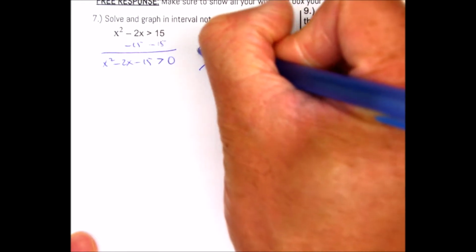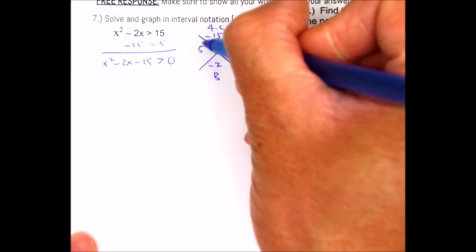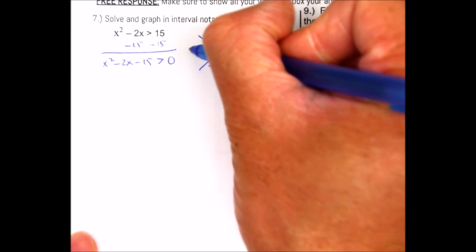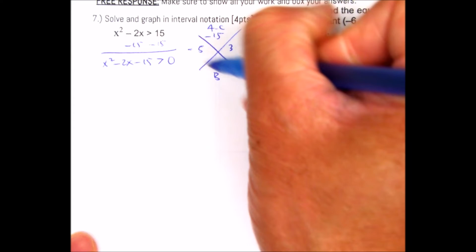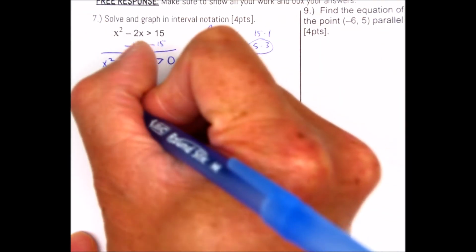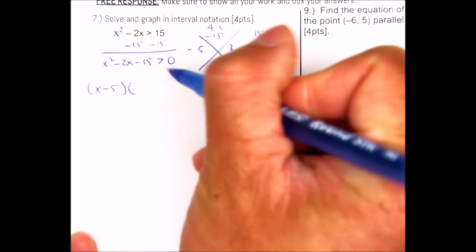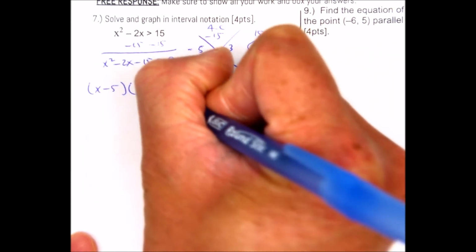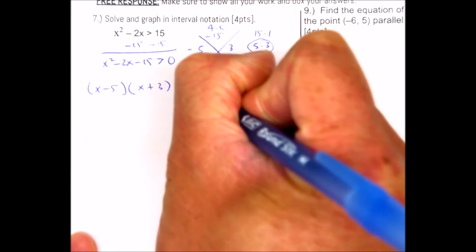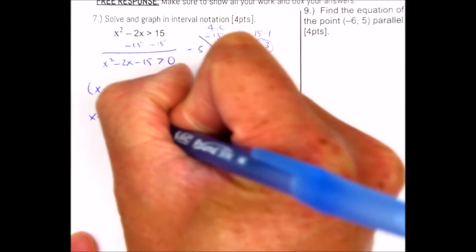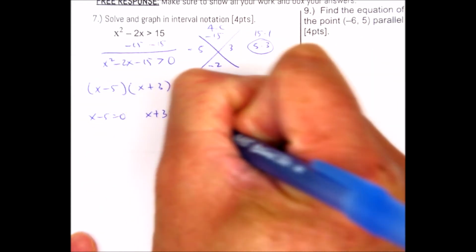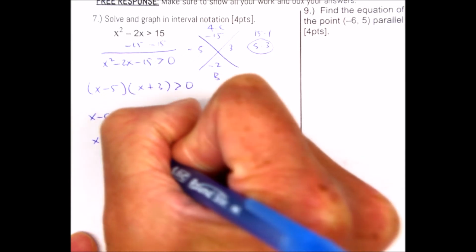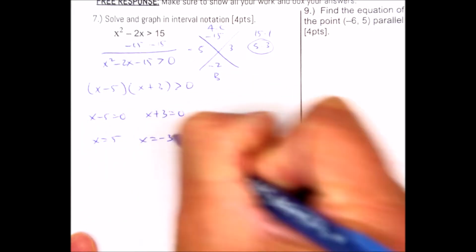So I know it's going to be 5 and 3. One of these has to be negative, so if I add those, it'll equal this number. Remember, you only have to do the x when a is equal to 1. So I have x minus 5, x plus 3 is greater than 0. So I'm going to set each of these equal to 0. Means x is equal to 5 and x is equal to negative 3.